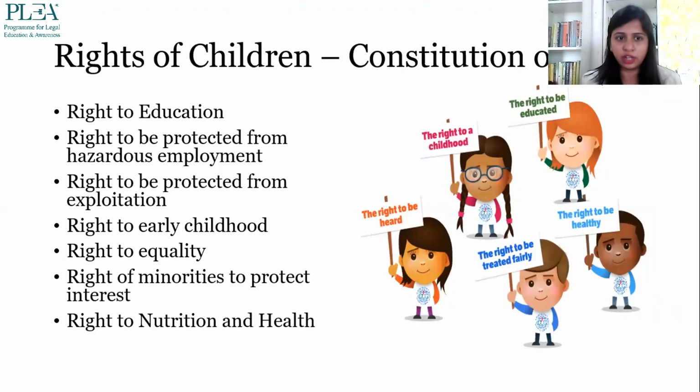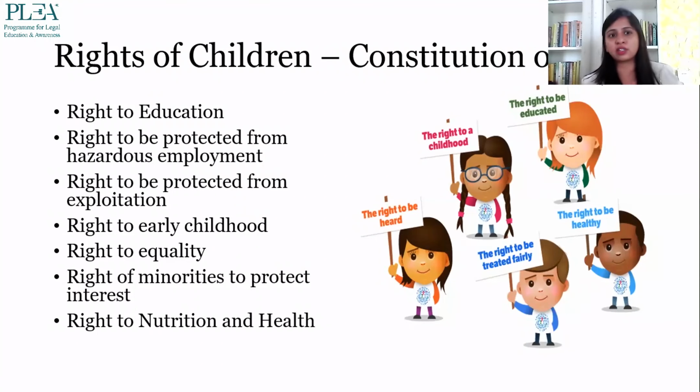The rights of children, it was asked of me, the rights of the children are very much given under Articles 24, 25 and 39(e) of the Constitution of India. And by and large, these are the rights. A child has the right to education. The child needs to be protected from hazardous employment.